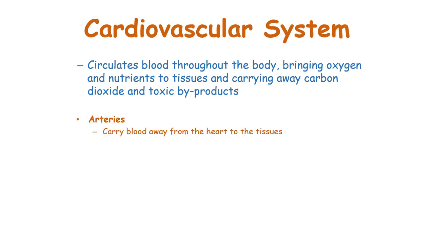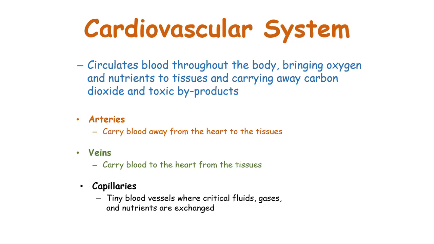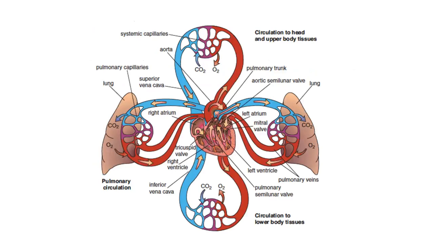Arteries carry blood away from the heart. Veins carry blood to the heart from tissues. Capillaries are tiny blood vessels, and the capillaries are where fluids, gases, and nutrients are exchanged. This is just an illustration you can see. You've got the lungs, you've got the heart. You can see the red oxygen-rich blood circulating throughout the body. Then whenever that oxygen is used, you've got carbon dioxide coming out of the heart in the blue, and it goes back to the lungs where it's expelled.